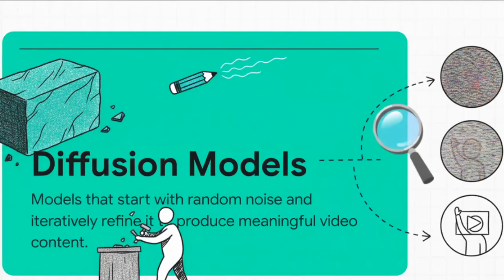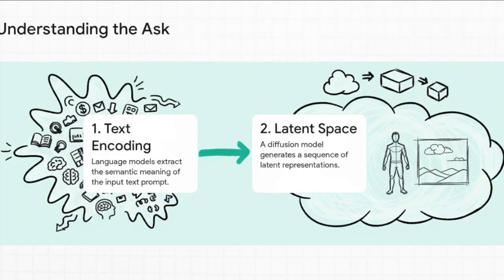But before we get into the nitty-gritty steps, we've got to talk about the engine that makes this all possible: diffusion models. The best way to think about these things? Imagine a sculptor. The AI starts with just a block of random static, like digital noise. Then, using your text prompt as its guide, it starts chipping away at that noise, refining it over and over again until a detailed, coherent video appears. It's pretty amazing.